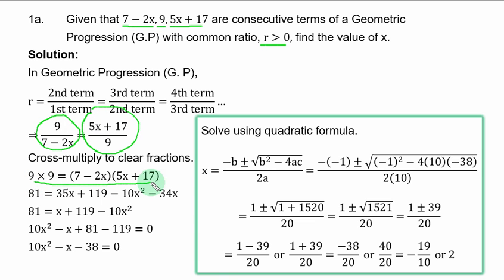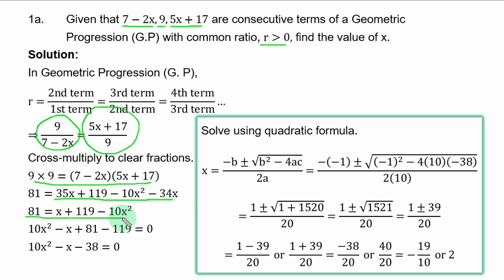Now let's expand the right hand side. So 7 times 5s, 35s. 7 times plus 17, that is plus 119. Minus 2s times 5s, minus 10s squared. Minus 2s times plus 17, minus 34s. If you add like terms, you have this result.